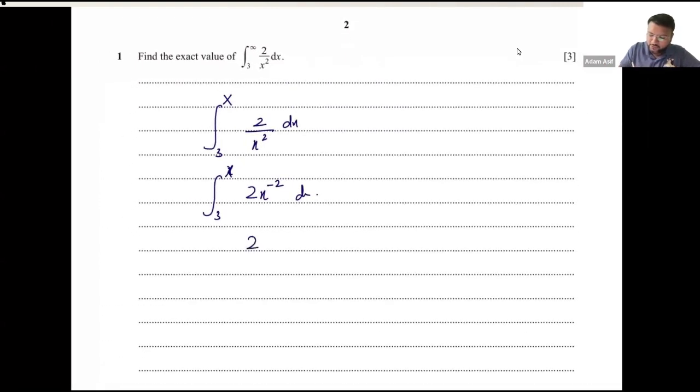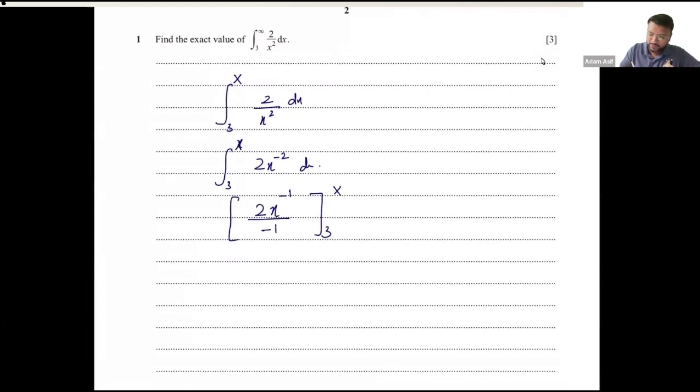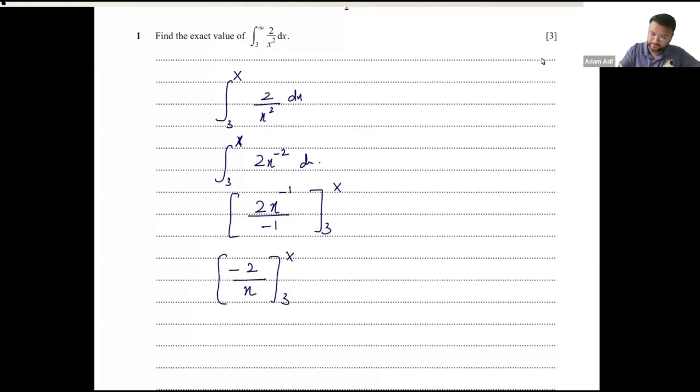Okay, so the integral of 2x to the power of minus 2 would be, you raise the power by 1, divided by the new power. The limits are going to be from 3 to x. Then you substitute, it's minus 2 upon x. The lower limit is 3 and the upper limit is x.